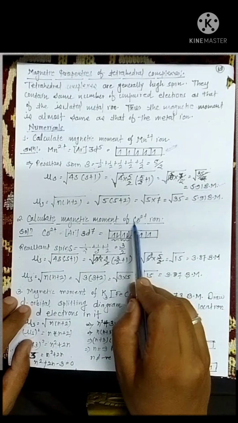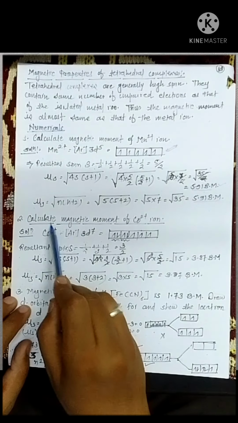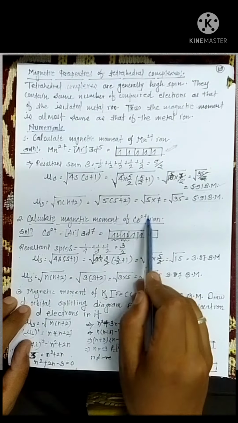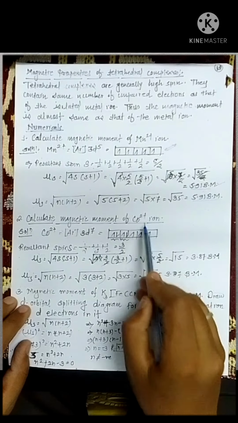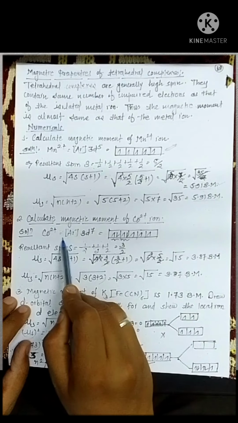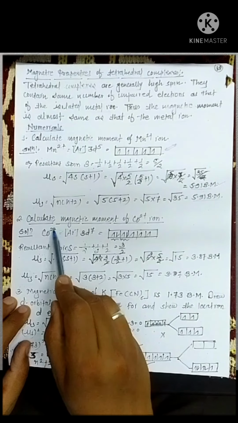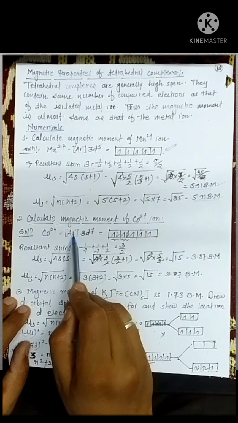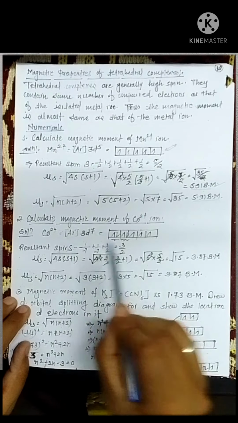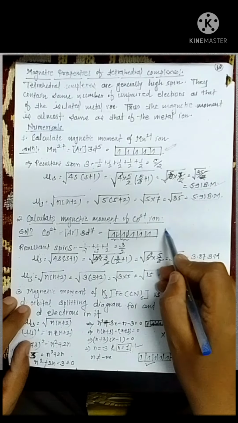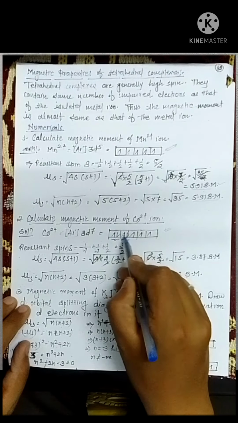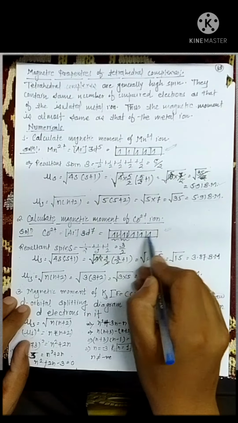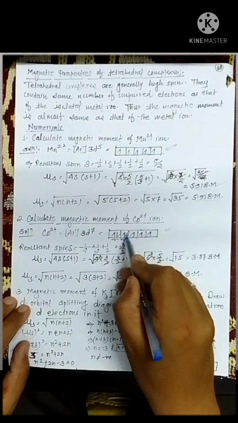In the second numerical, calculate the magnetic moment of cobalt 2 plus ion. The electronic configuration of cobalt 2 plus can be written as Ar 3d7. So this is the diagram. We have to put 7 electrons in 5 d orbitals. So first is here, second is here, third is here, fourth is here, fifth is here, then pairing occurs.